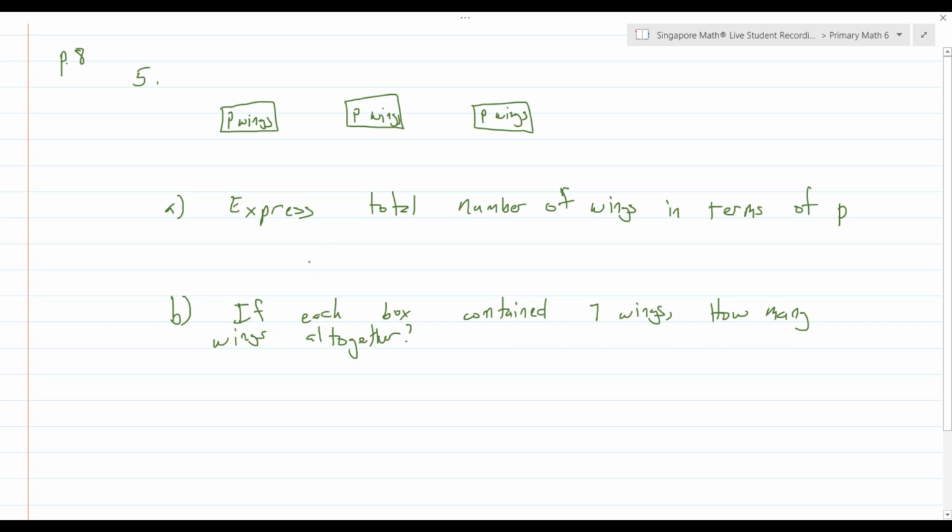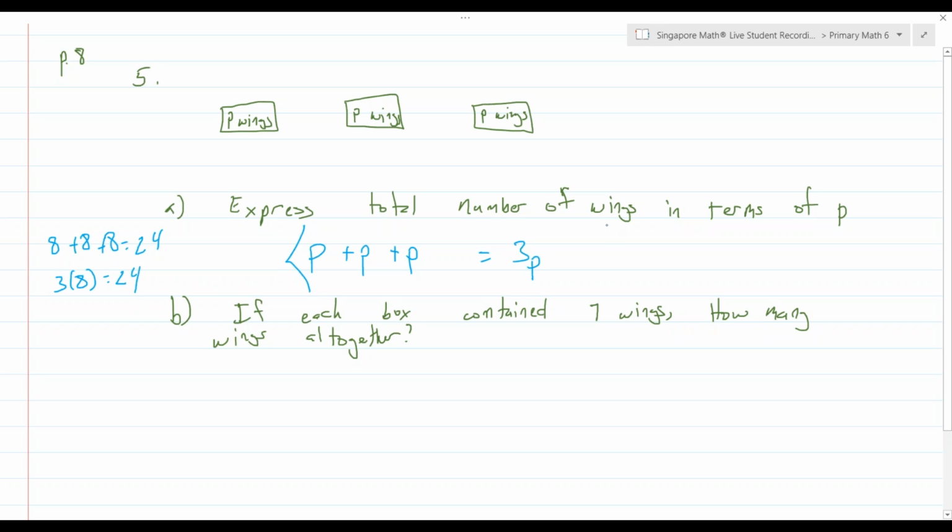How many total wings do I have? Well, I have P in the first box, P in the second box, and P in the third box. The easiest way to write that is just to say I have 3P wings. Again, we don't get confused when I say 8 plus 8 plus 8 is 24. 3 times 8 is 24.